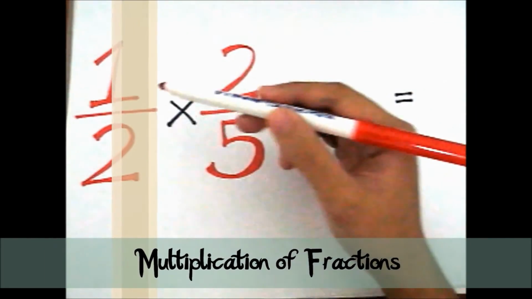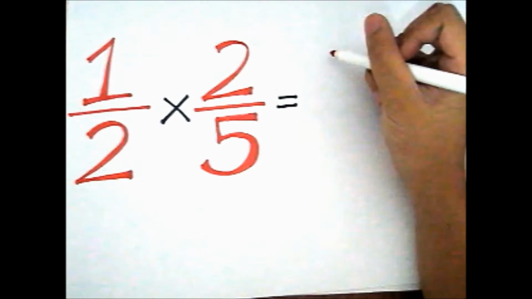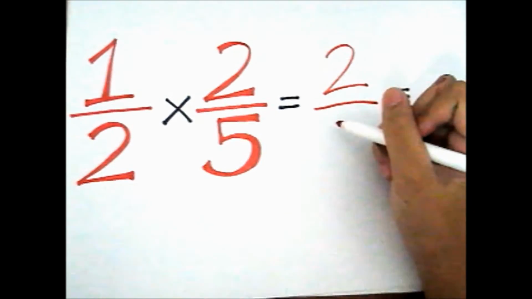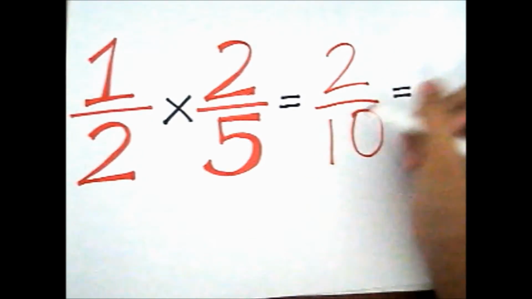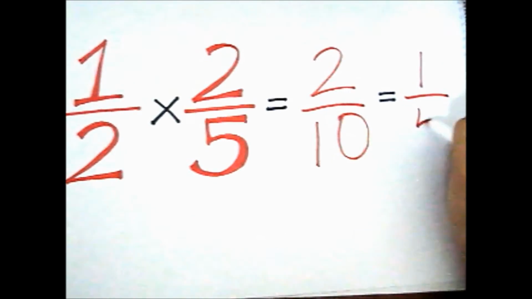Multiplication of fractions. In multiplying fractions, first, we simply multiply the numerators to each other. Then, we do the same with the denominators. And lastly, we reduce the fraction to its simplest form.